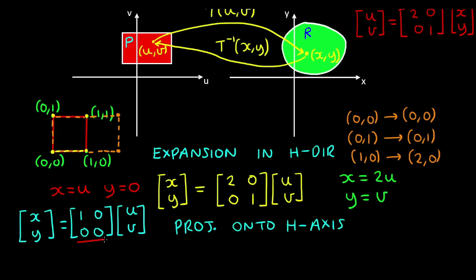And the inverse of this transformation does not exist because this matrix is not invertible. And this occurs when a transformation is not one-to-one, where we see 2 points in the UV plane mapping to the same point in the xy plane.